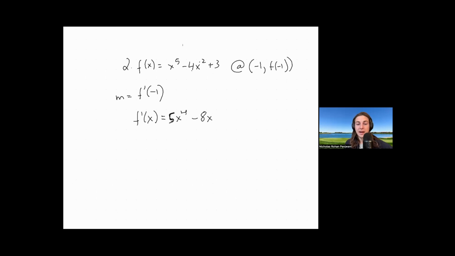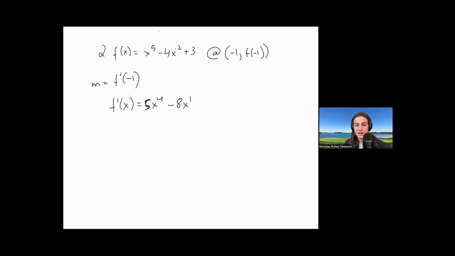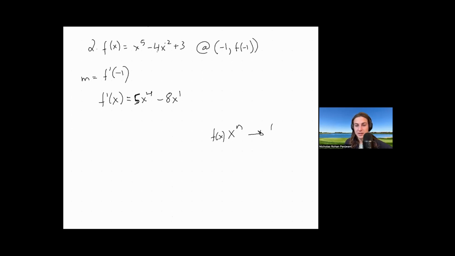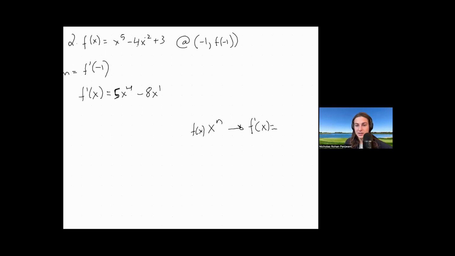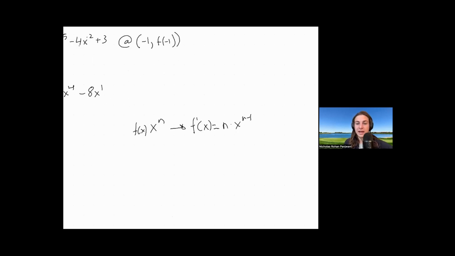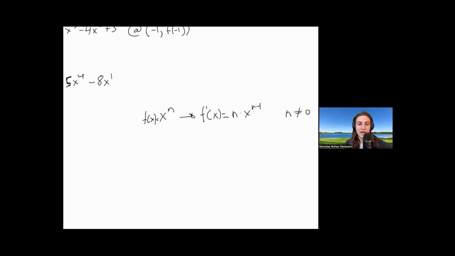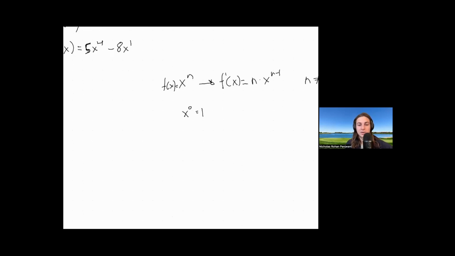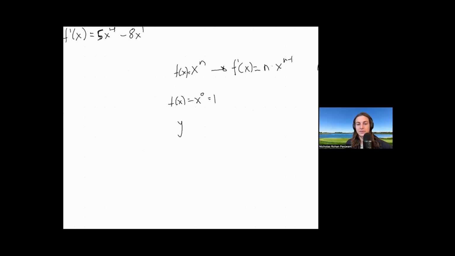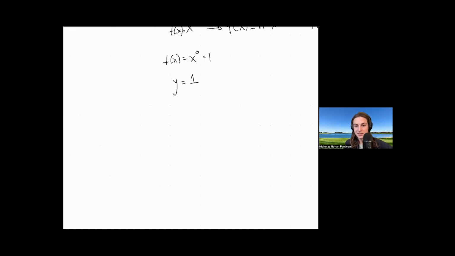So now the power rule technically applies, so that x to the n, f prime of x equals n times x to the n minus 1. It applies for all n not equal to 0, right? So the original n cannot be equal to 0. Why? Because if n is equal to 0, so if we have x to the 0, that actually equals 1. So this again is f of x equals, which is really a y equals.